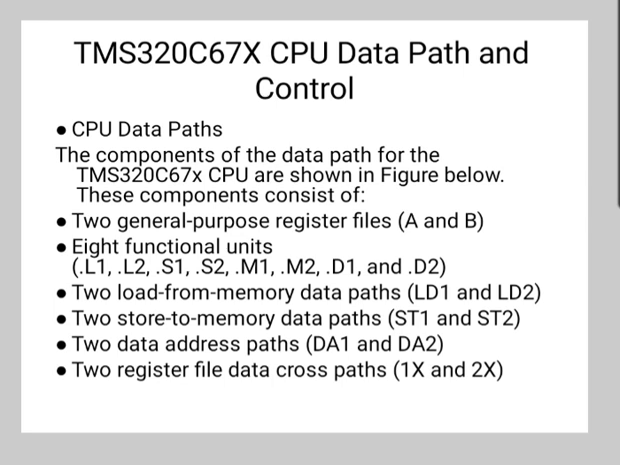The processing of the instruction occurs in each of the 2 data paths A and B, each of which contains 4 functional units and 16 32-bit general purpose registers.